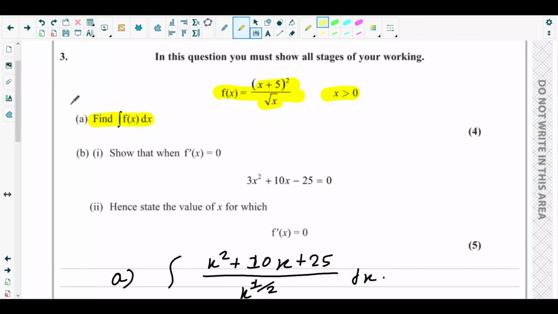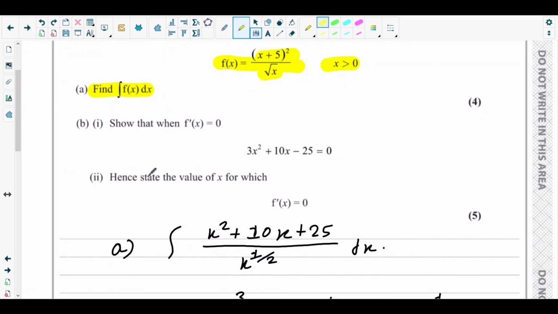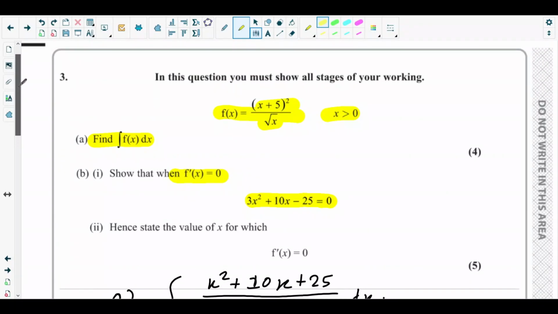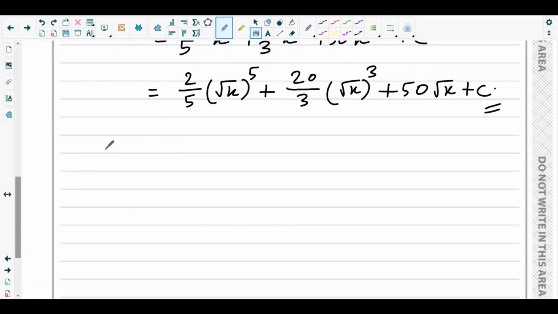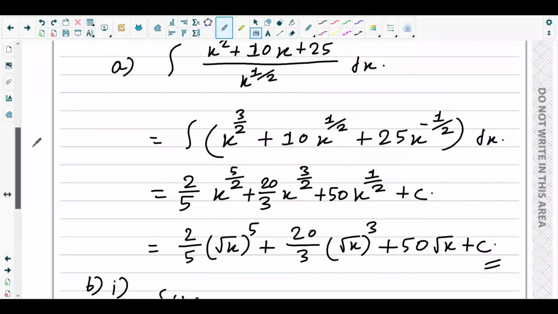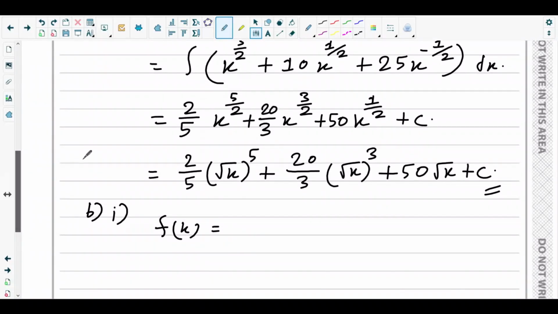Part B has two parts. In part B1, they are asking to show that when f dash x equals 0, 3x squared plus 10x minus 25 equals 0. So we need to show that. f dash x is the gradient function of f of x. So in part B1, we need to find the gradient function of f of x first. The simplified version of f of x is x to the power 3 over 2. We need to keep what?